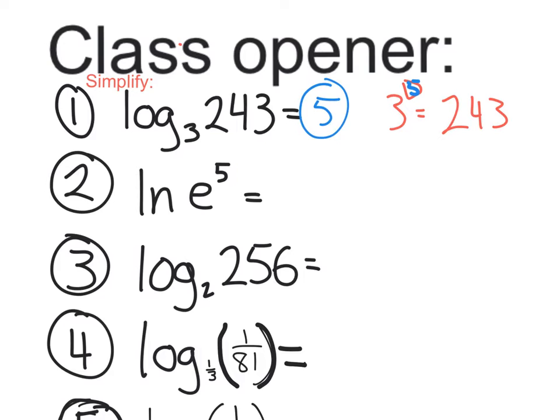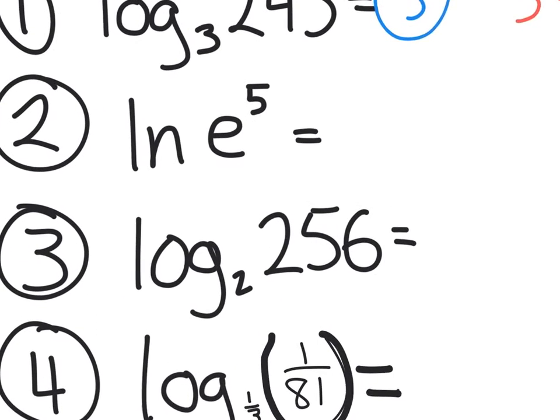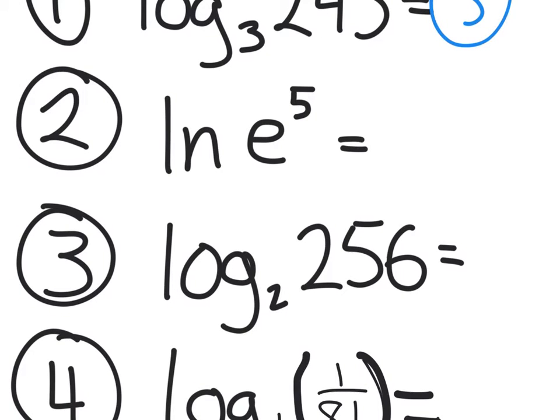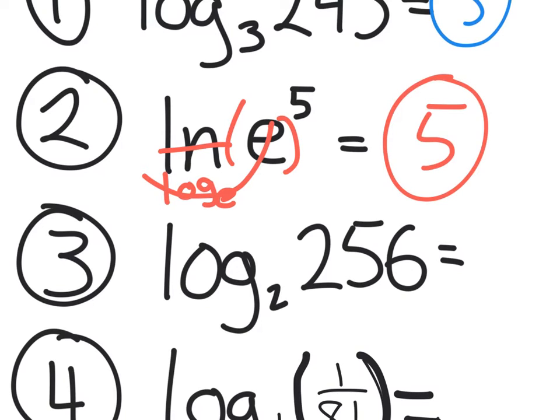Okay, so number 2, Nick, what do you think about number 2? ln is natural log, which really means, if you want, you could rewrite it so it'll make more sense. Log base e, that's natural log. So instead of ln, you could look at it as log base e of e to the 5th. And of course, log base e of e cancels out, which means your final answer is just 5. You don't have to write down log base e. That's what the notation ln is for.